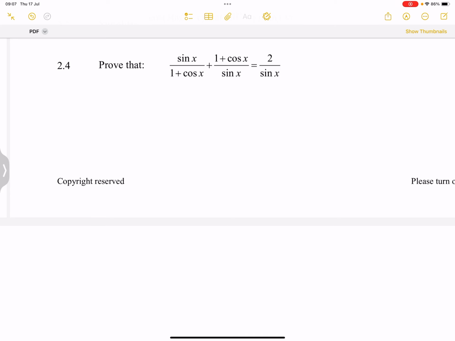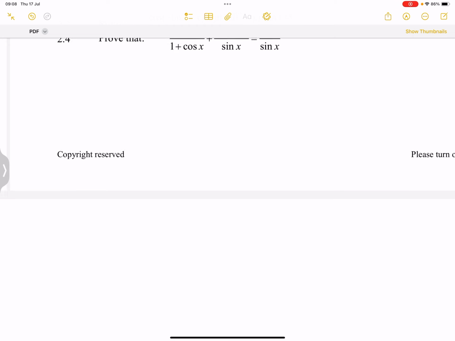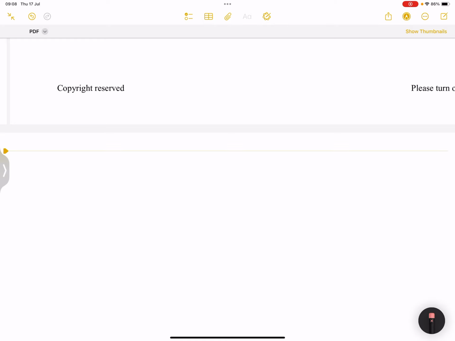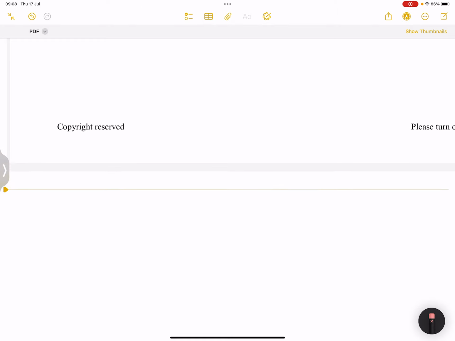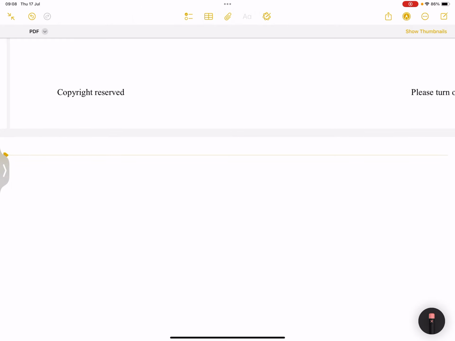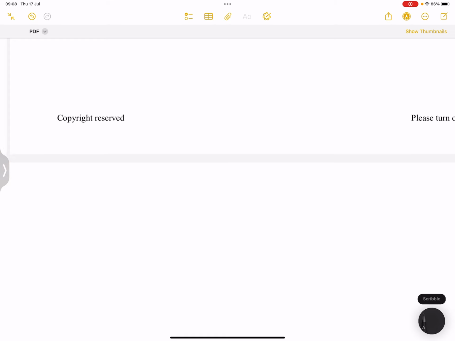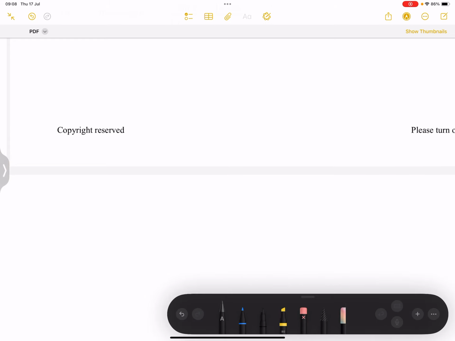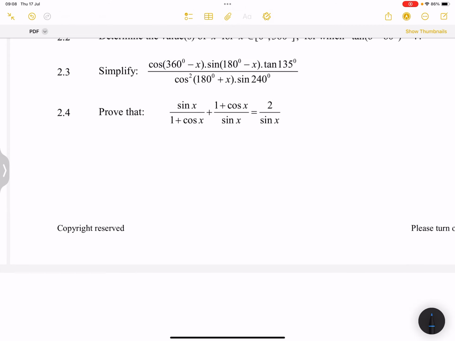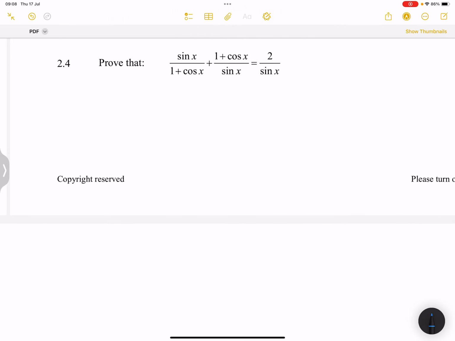So first of all, they say to us we've got sine of x divided by 1 plus cos of x, plus 1 plus cos x divided by sine x. We need to prove that this is equal to 2 over sine of x. Now, please remember, when you are proving identities, you need to work with the left-hand side and the right-hand side separately. So meaning that I'm not allowed to transpose, but what I am actually meant to do is ensure that I work with the two sides separate from each other.